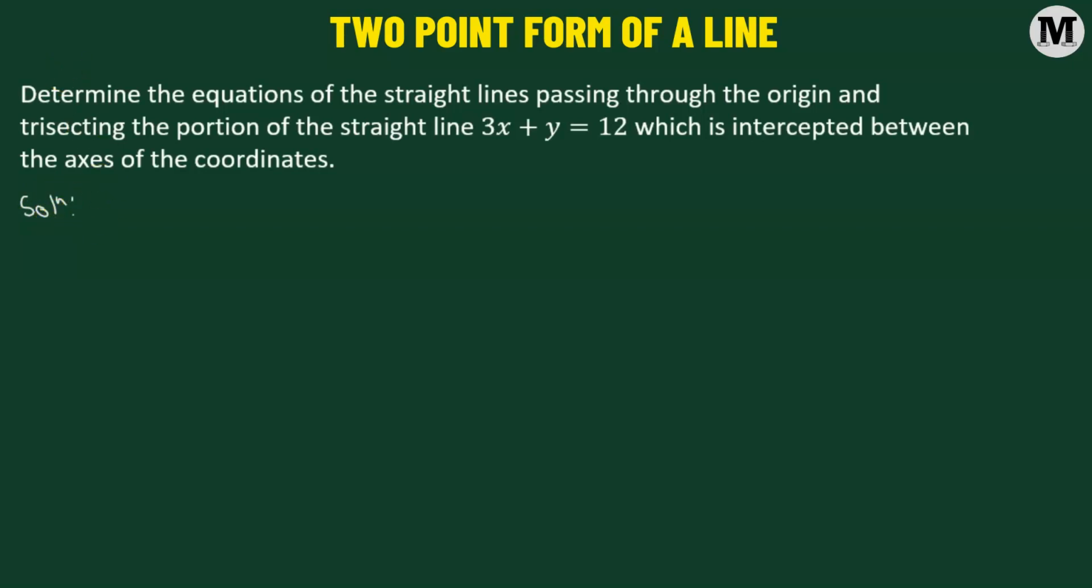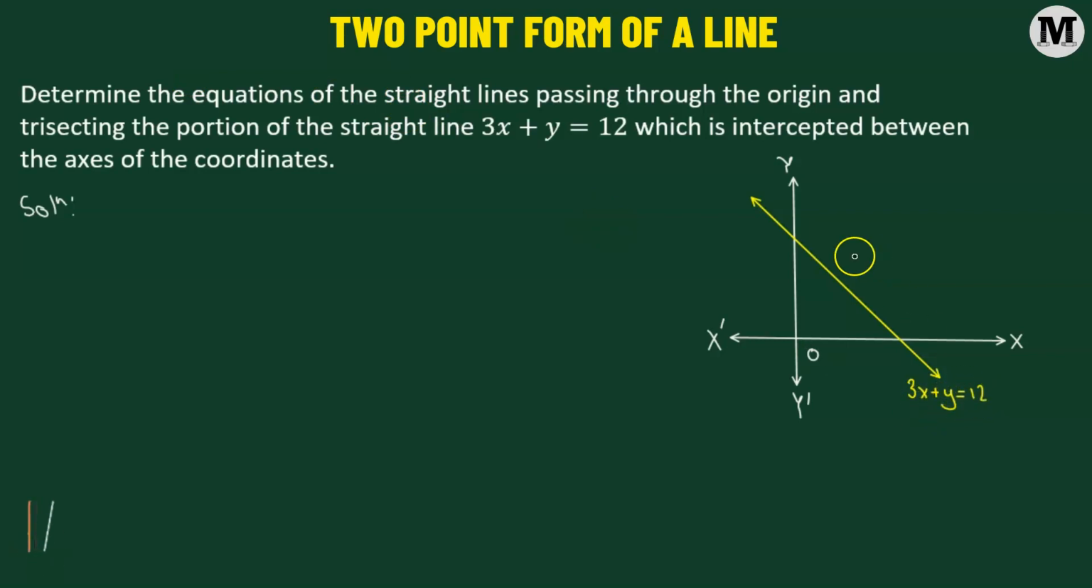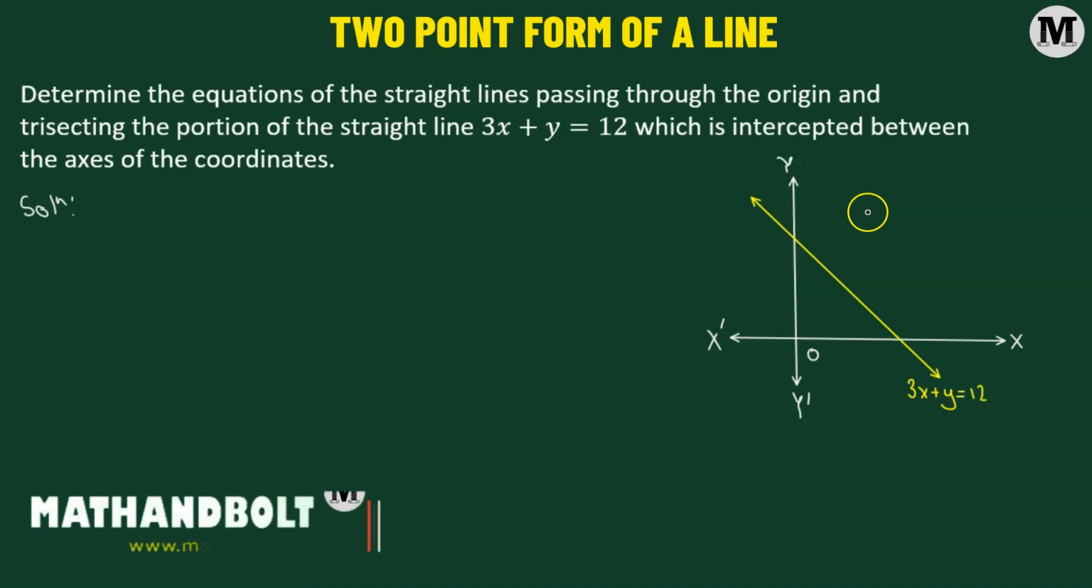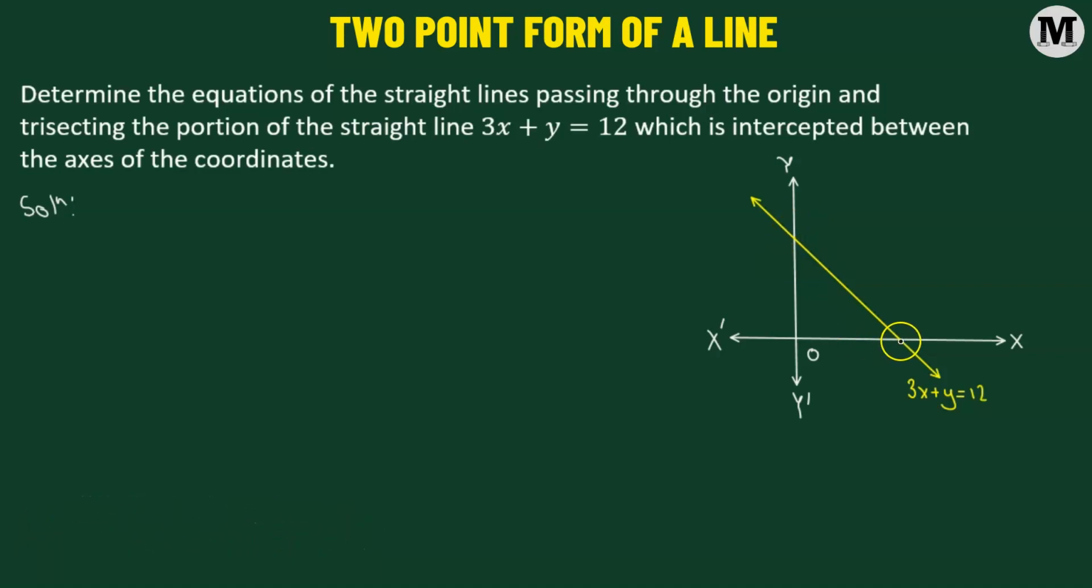So here we will consider our coordinate axis. Here we have the line 3x + y = 12. This line is intercepted between the axes of the coordinates, that means intercepted between the x-axis and the y-axis. Let's say it crosses the x-axis at the point A and crosses the y-axis at point B. Now using the equation we can find out the coordinates of point A and B.